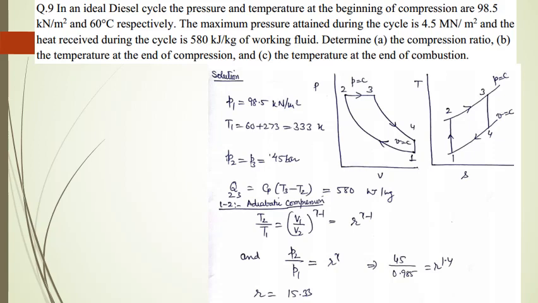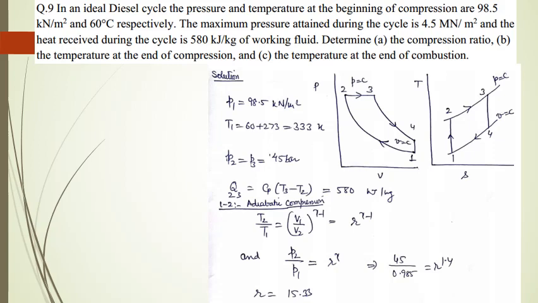Heat addition is taking place at constant pressure in the diesel cycle and heat rejection is taking place at constant volume. Now P1 is equal to 98.5 kilonewton per meter square, T1 equals 333 Kelvin, P2, which is equal to P3, has been given as 45 bar. Now the heat addition, which is equal to Cp into T3 minus T2, is equal to 580 kilojoule per kg. Now 1 to 2 is an adiabatic compression process, for which the relation between temperature and volume is T2 upon T1 equal to V1 upon V2 raised to power gamma minus 1.